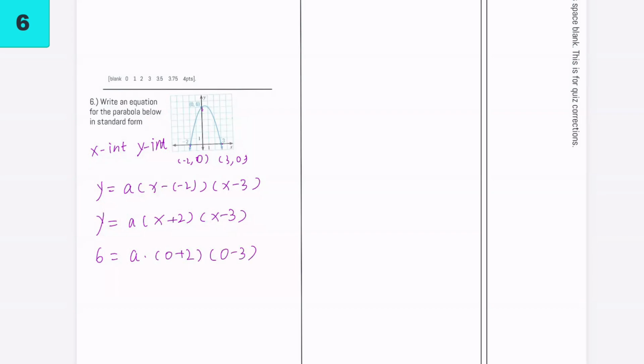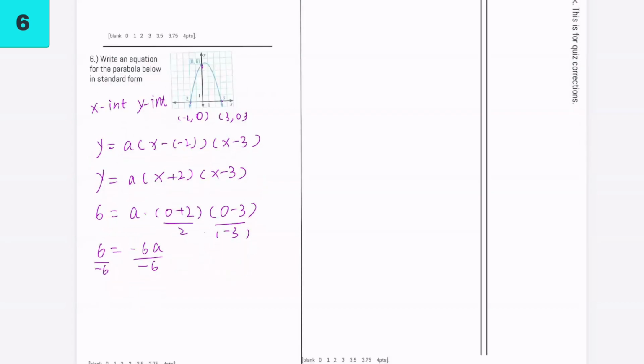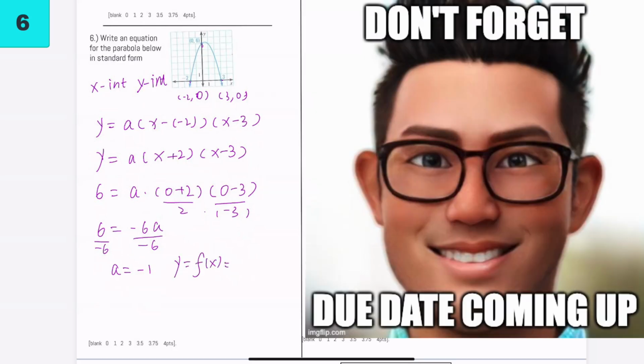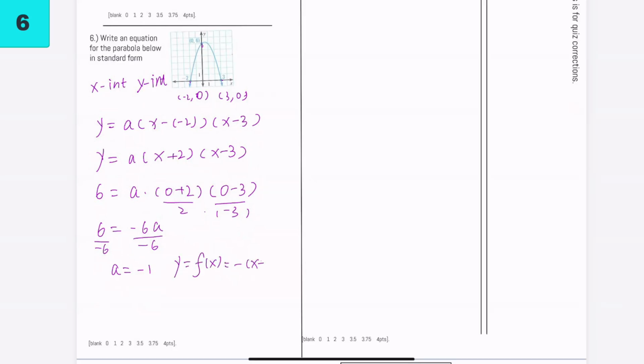So this is a positive 2, this is a negative 3. So positive 2 times negative 3 is negative 6, right? So we get 6 is equal to negative 6a. So we divide by negative 6, so a is actually minus 1. Then we get y is equal to f(x) is equal to minus (x plus 2) times (x minus 3). But this is not the answer because this is still the factored form, right?